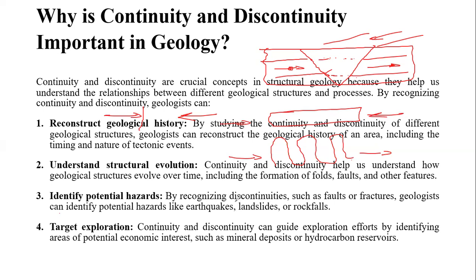Now, by recognizing discontinuities such as faults or fractures, geologists can identify potential hazards like earthquakes. I mean, we know earthquakes, the epicenter is usually along the planes of weakness, right? And then also, if we've got extensive fractures, then we know, especially in the sloping regions, that those rocks are susceptible to falling, then they would fall.